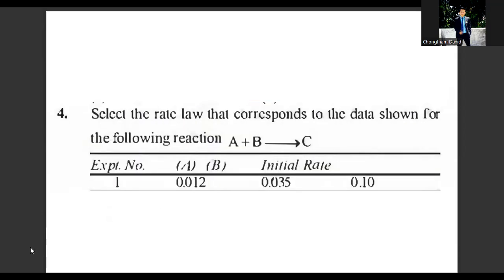Question number 4. Okay, it is a table and it is incomplete. Let's see anyway. Select the rate law that corresponds to the data for the following reaction. A and B react to give C. In the first experiment, the concentration of A is 0.012 and the concentration of B is given as 0.0035, and the initial rate would be 0.10. Keep in mind this is the first experiment. For the subsequent experiment, I'm going to show the next slide.